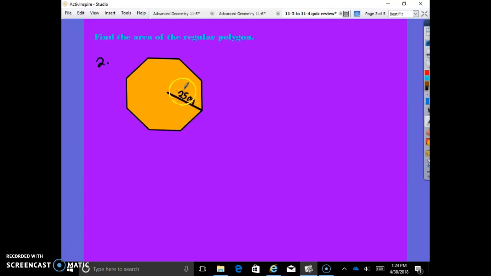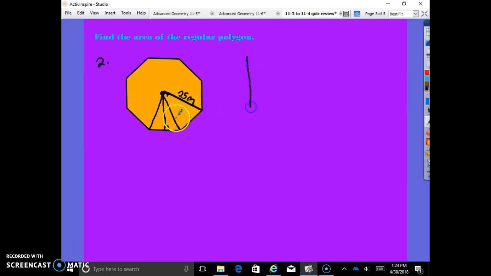Find the area of the regular polygon. So this one is 1, 2, 3, 4, 5, 6, 7, 8-sided. 8-sided is an octagon. Okay, so we're going to look at one of these triangles of the octagon, right? One of these. So 360 degrees divided by 8. 360 divided by 8 is going to give me 45. Divide that in half to look at one of these triangles.